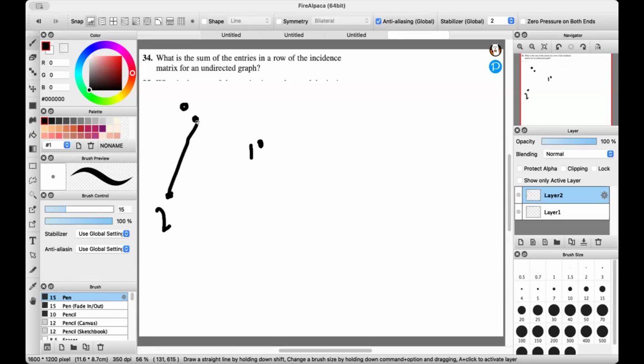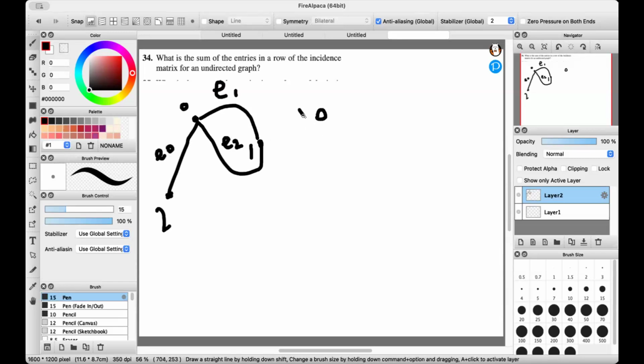So let's say I have an edge here. I call this E0. I call this one E1. And I call this one that goes here E2. So for an incidence matrix, my rows are my vertices.